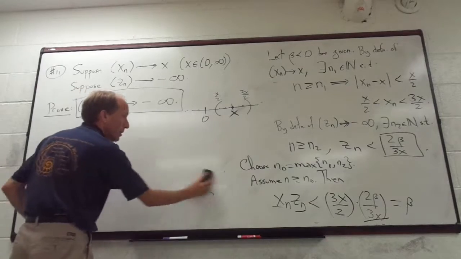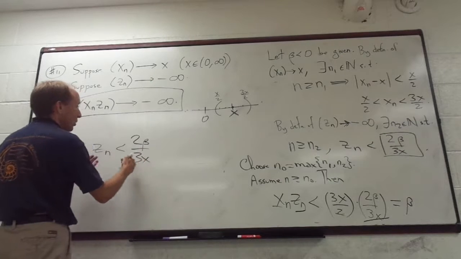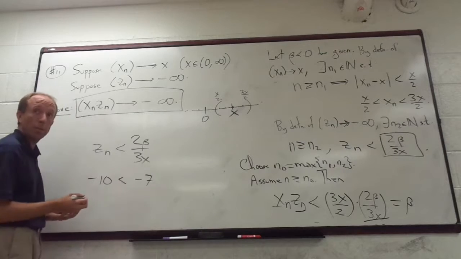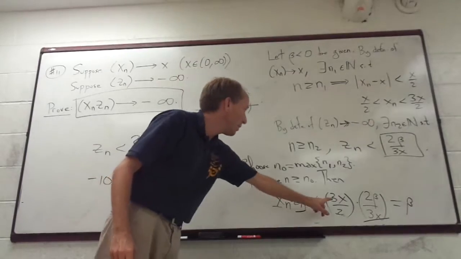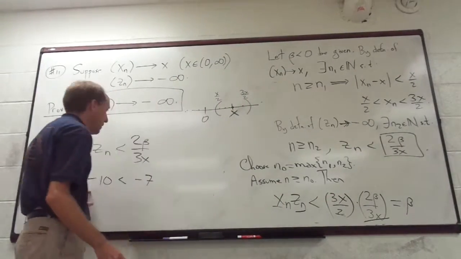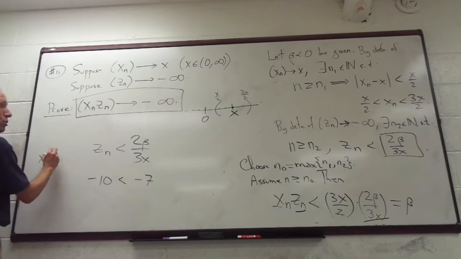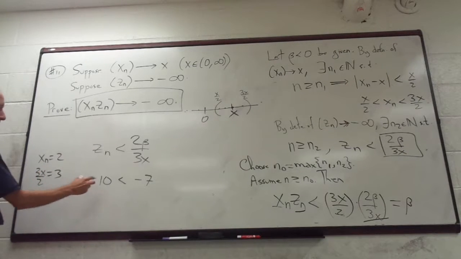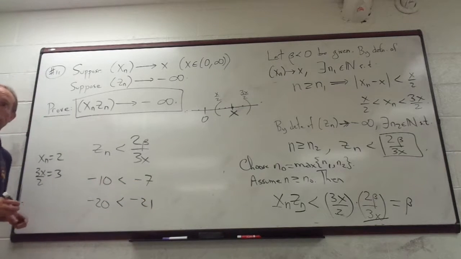Hold on a second. So Zn is less than 2 beta over 3x, but both of these things are negative, right? So for example, this might be negative 10 and this might be negative 7 or something. Now you're putting an xn here, which is a smaller number. So what if xn was 2 and 3x plus 2 over 2 was 3 or something? Then you're multiplying this one by 2 and this one by 3, and it's not working.